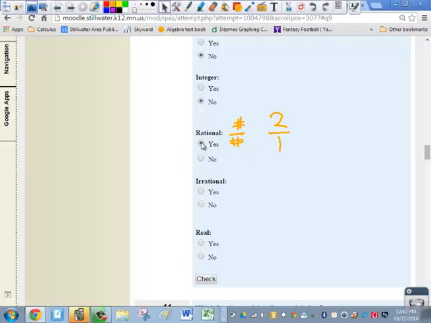Is it irrational? No, because anything that can be written as a fraction is not irrational. And is it real? Yes, all of these are real. So you should put yes if you ever see that on this test. Push it. Let's see how we did on it.